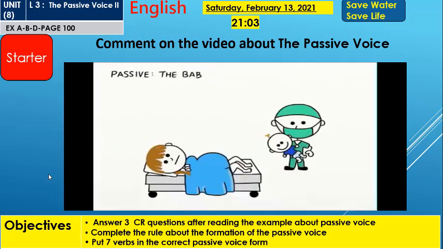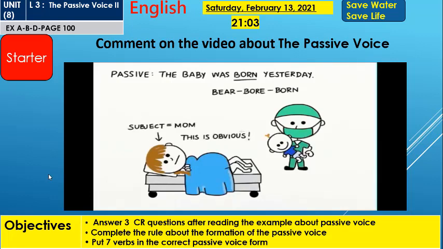For example, the baby was born yesterday. Did you know that born is the past participle of bear? Here the subject is mom, but this is obvious, so we don't need to say it.